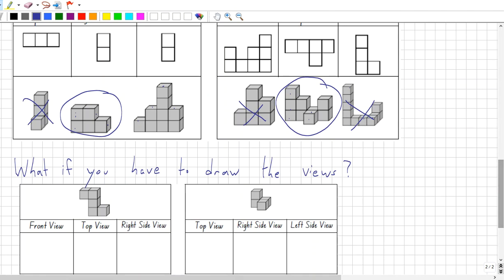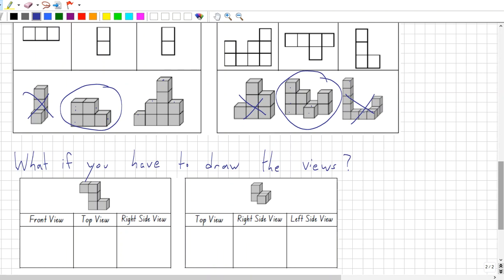What if you're asked to draw the views, though? Then it becomes a little more complicated, right? Now we've looked at matching, which can be kind of easy. But now you have to draw the views. They say, okay, well, you draw the front view, the top view, and the right side view. So this object here, the front view is probably the easiest one. So if you wanted to start with that one, if they give you an option, you can see right away it's going to be like this kind of S shape. So you have 2 on the top, 3 there, and then 1 more on the bottom.